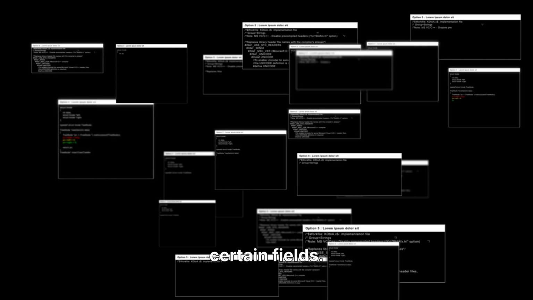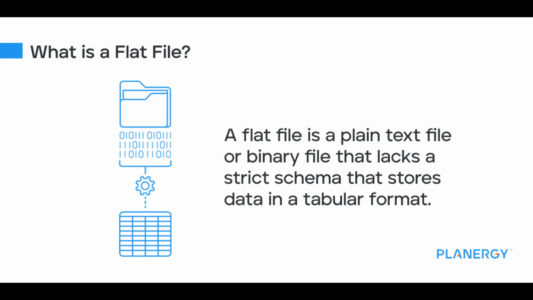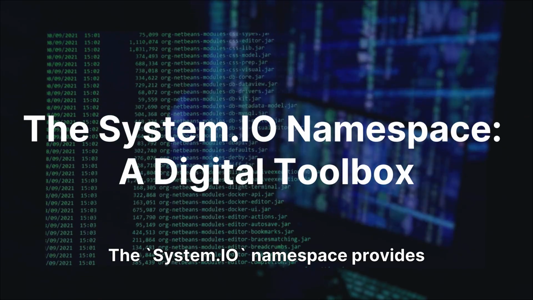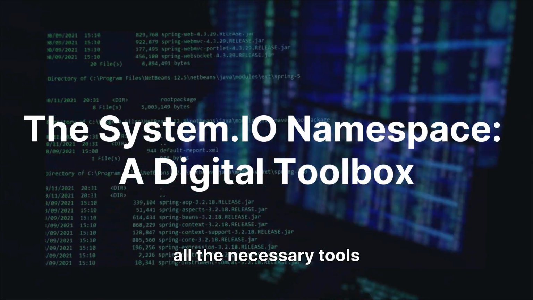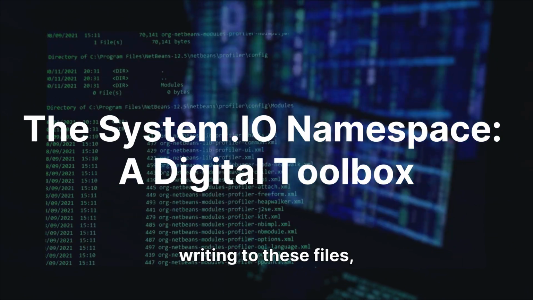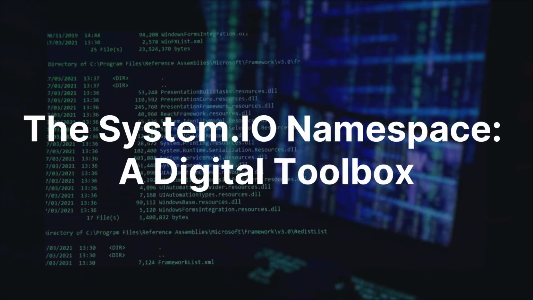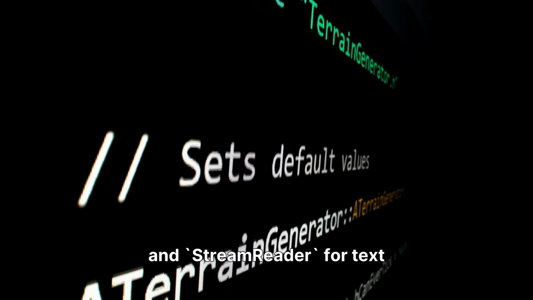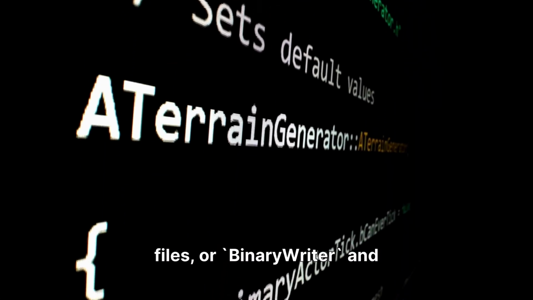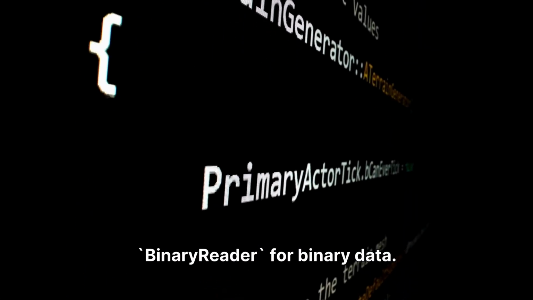ignoring certain fields. For minimal data, flat files, either text or binary, offer a direct way to store information without complex formatting. The System.IO namespace provides all the necessary tools for reading from and writing to these files, giving you fine-grained control over the process. You can use StreamWriter and StreamReader for text files, or BinaryWriter and BinaryReader for binary data.